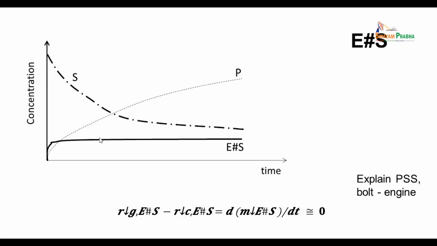Before I say that, I should also say that the concentration here does not change, therefore, this rate is 0. Therefore, you can assume or take the enzyme substrate complex to be at pseudo steady state. That's what PSS means, pseudo steady state. Okay, this concept is fine in the case of a batch system. Let us generalize that concept.